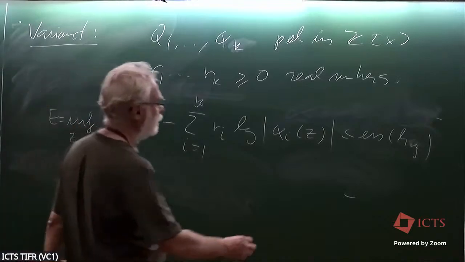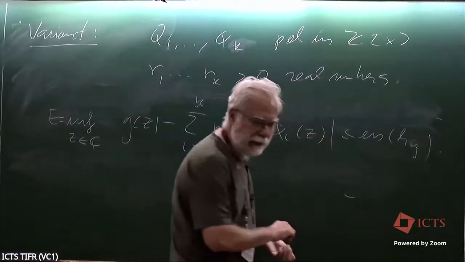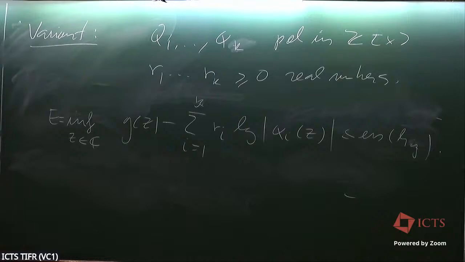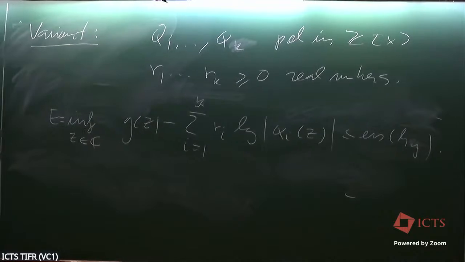Okay? And then the second observation is that these lower bounds are sharp, in the following sense. The family of lower bounds is sharp.